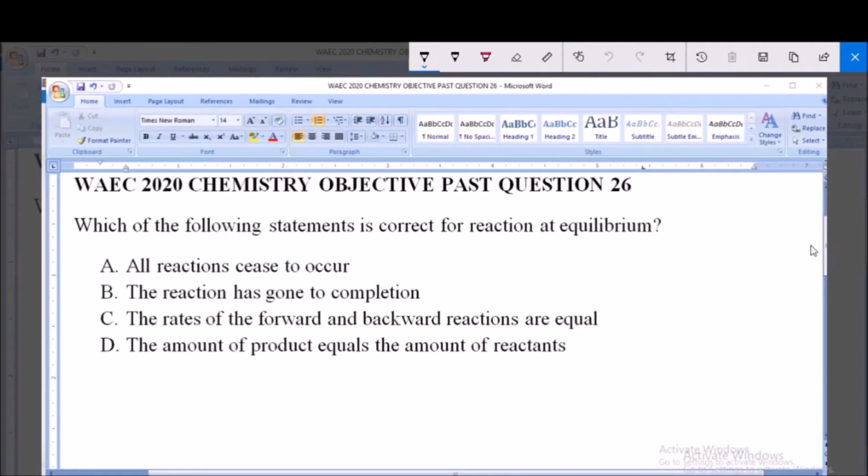So, chemical equilibrium is the concept we are looking at. Chemical equilibrium.